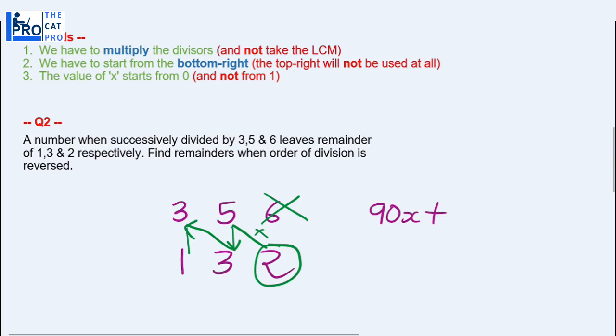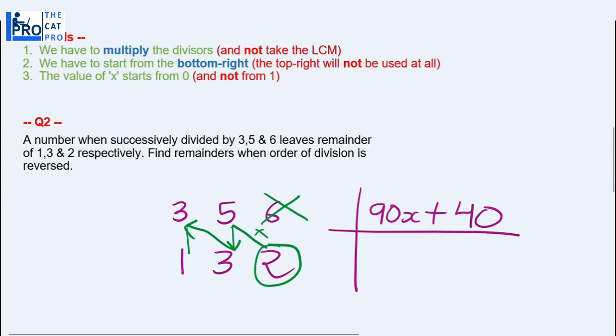So 90x plus 40. This is our general form of the number. So first we have got that. Now find remainders when the order of division is reversed. So the number remains the same, the order of division changes. So the number will be 90x plus 40. Now we can move ahead.